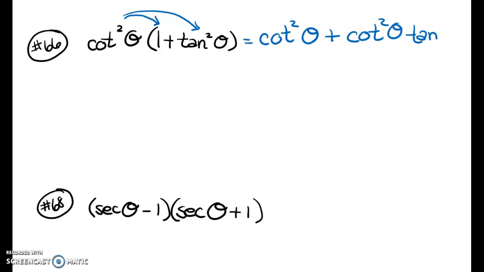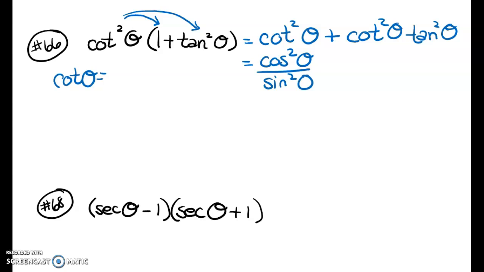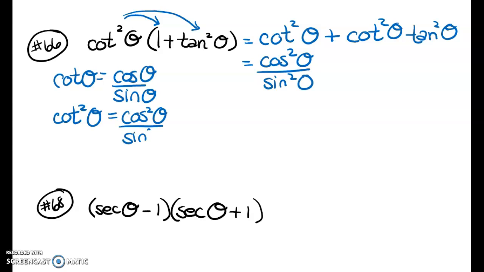All right, so now I'm going to go ahead and write everything in terms of sine and cosine. So I know cotangent squared is cosine squared over sine squared, right? And I know that because cotangent of theta is cosine over sine. And when I square both sides, I get this. All right, so I can replace that with cosine squared over sine squared.